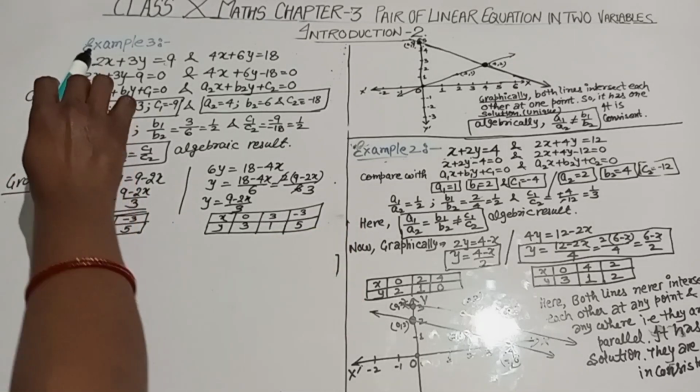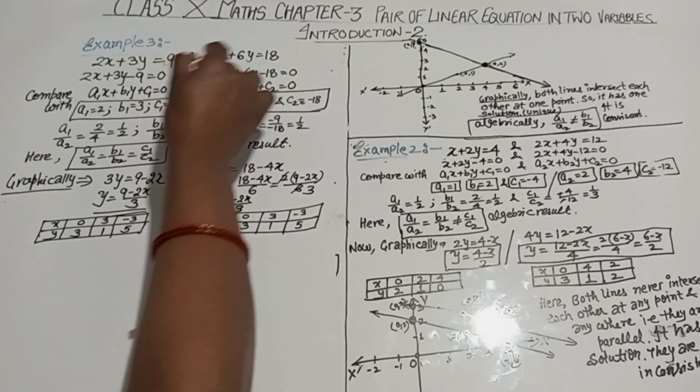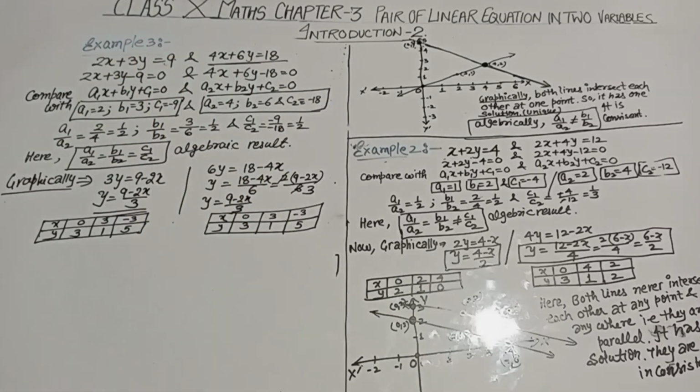Now you have observed that this equation is a multiple of 2x plus 3y is equal to 9. When we multiply by 2 in equation 1, this is equation 1, we get equation 2. Okay, so now draw graphically.